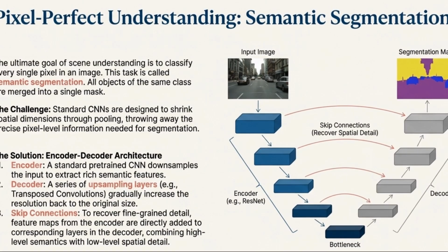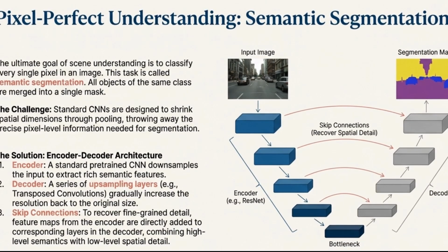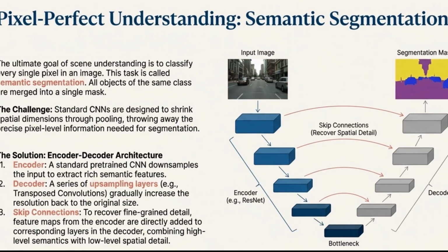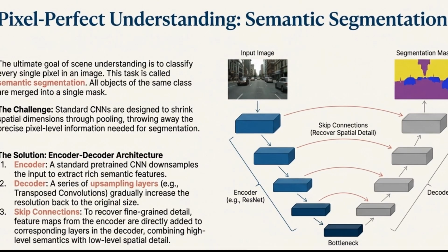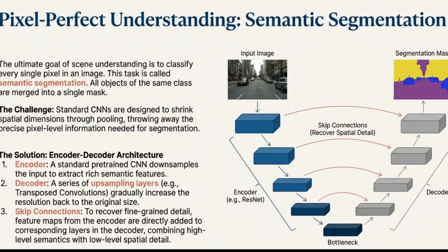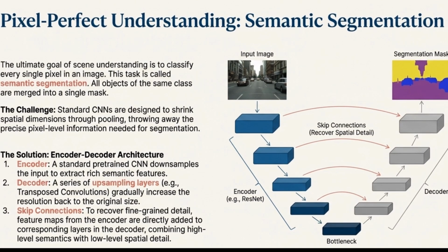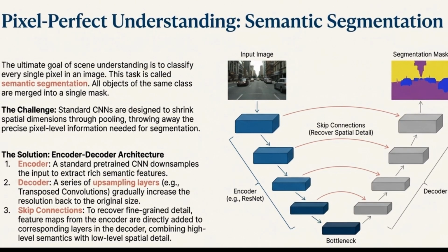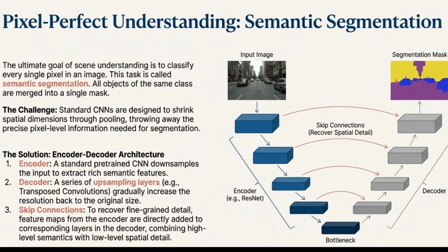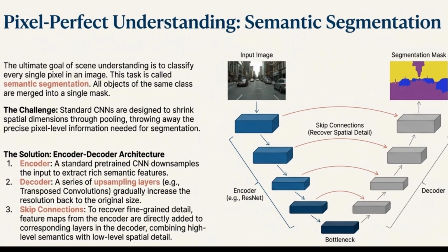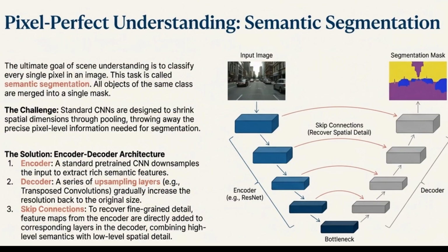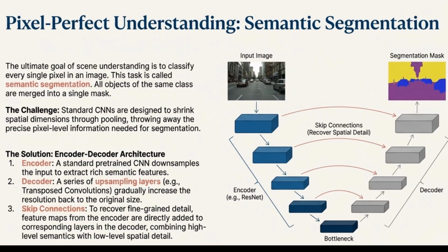The challenge here is that standard CNNs, because they rely on pooling layers, are specifically designed to shrink spatial dimensions, throwing away the precise pixel-level information needed for segmentation boundaries. The solution is the Encoder-Decoder architecture popularized by structures like UNet. This architecture is V-shaped, as shown in the diagram.